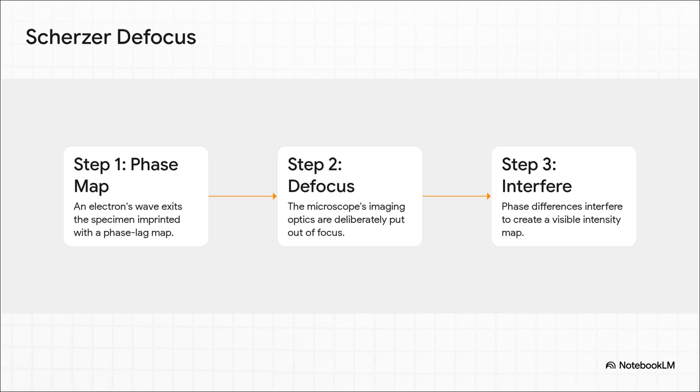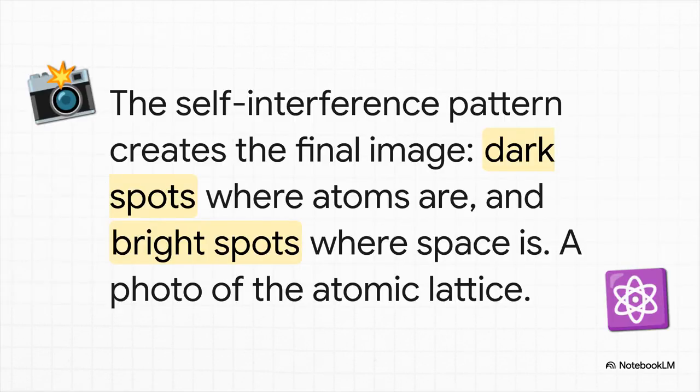The parts of the wave that are now out of phase cancel each other out, creating a dark spot. And the parts that are still in phase add together, creating a bright spot. You've just converted that invisible phase map into a visible intensity map, a picture. And just like that, there it is, the electron's own wave, interfering with itself, made visible by that clever little defocus trick, creates the final image.